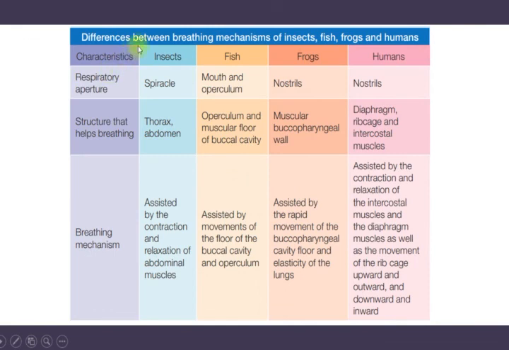Now we go to the differences between the breathing mechanisms of the insect, fish, frog, and also humans. I want you to take a look at all the differences. Make sure you understand the differences, and then you can summarize what we have learned for today.